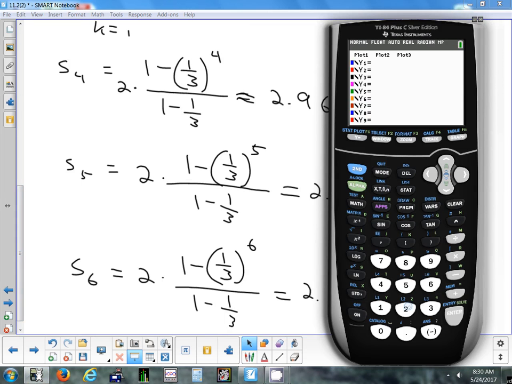All right, so we type in 2, and then we have 1 minus 1/3, and I have to do that to the x. I can't use n as the variable. You have to use x. And now we have to be kind of careful with parentheses.